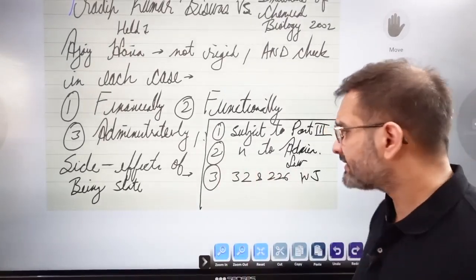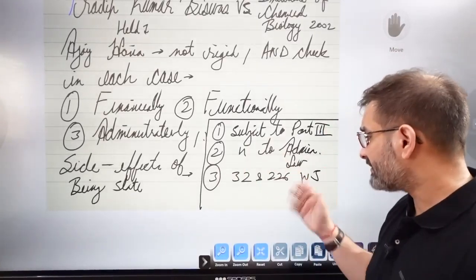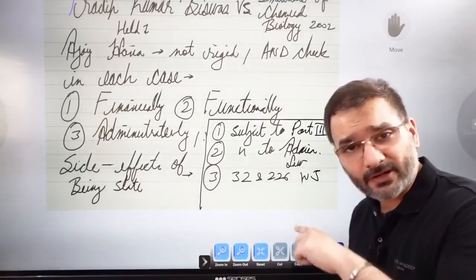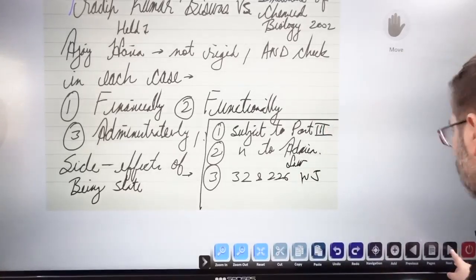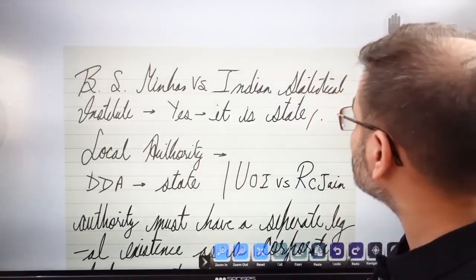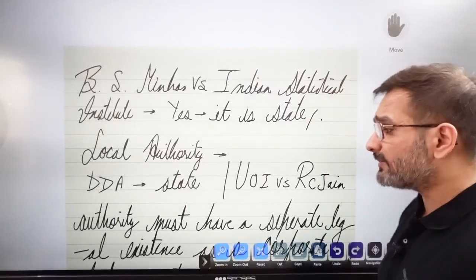Now what happens when an entity is being declared as a state? मतलब it gets declared as a state. It becomes subject to Part 3. It becomes subject to administrative law. It becomes subject to the writ jurisdiction of the Supreme Court under 32 and 226. ठीक है जी. Got it. अच्छा, आगे चलते हैं. B.S. Minhas versus Indian Statistical Institute. Well, yes, it was declared a state. What about local authorities?